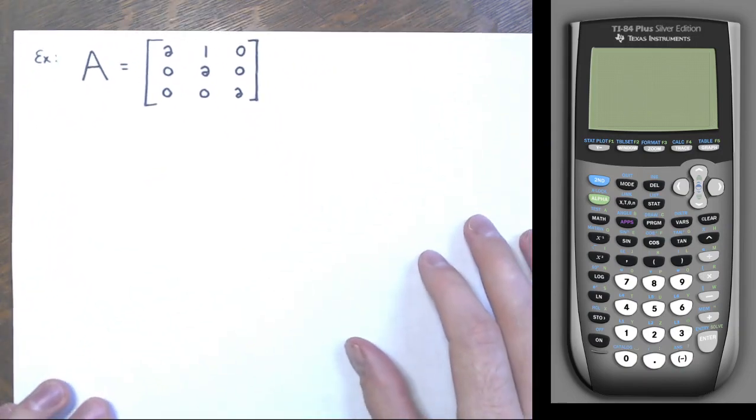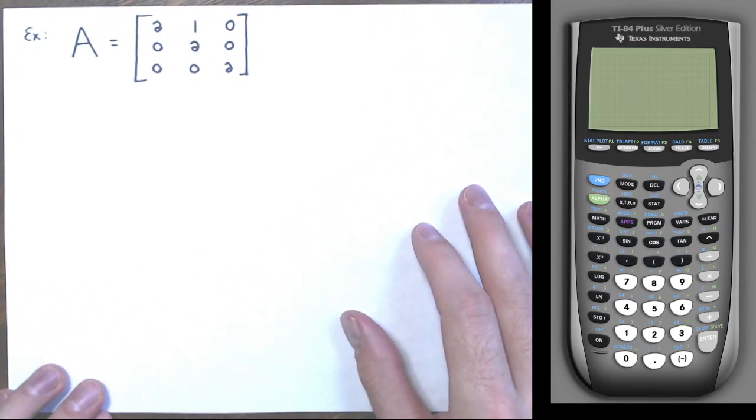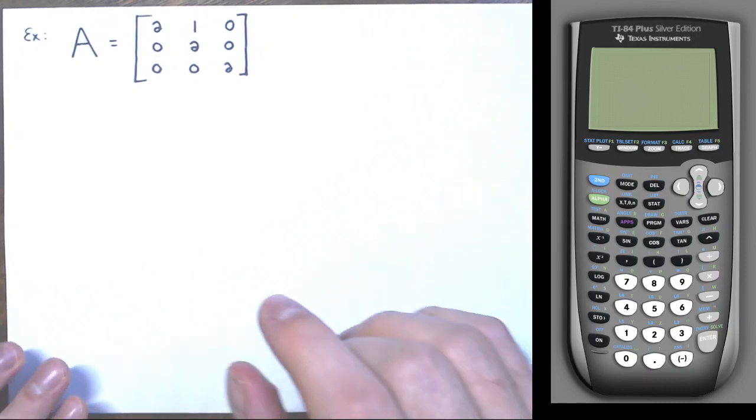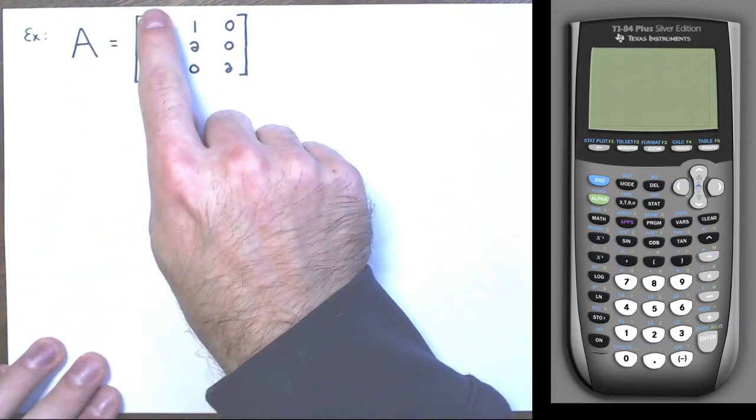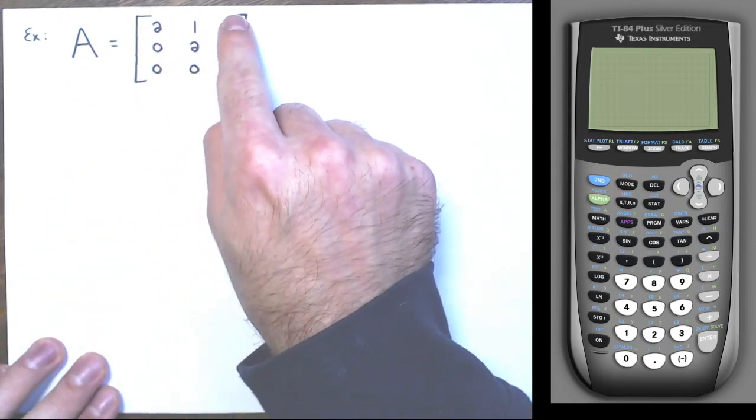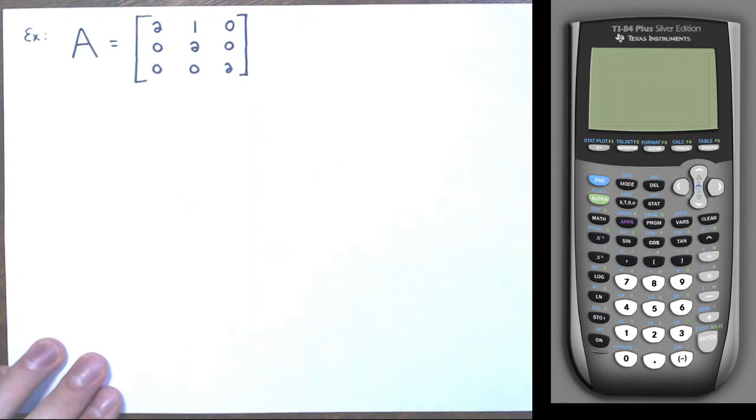All right, next example. I've only got 3 of them. This will still run long. Now this one's not so bad. I have A equals this 3 by 3 matrix. 2, 0, 0, 1, 2, 0, 0, 0, 2 are the columns.